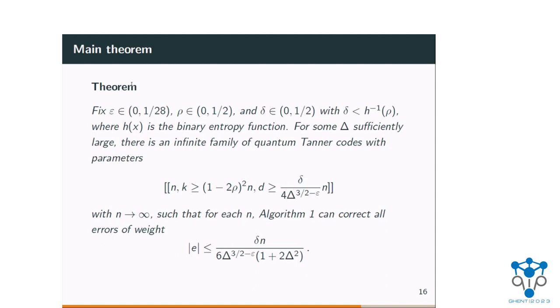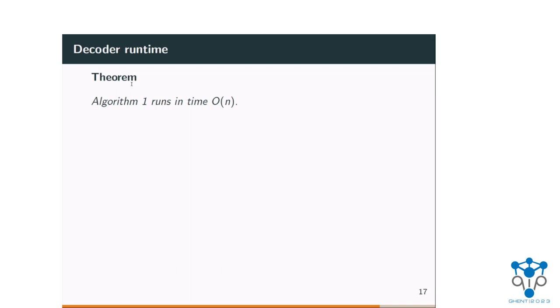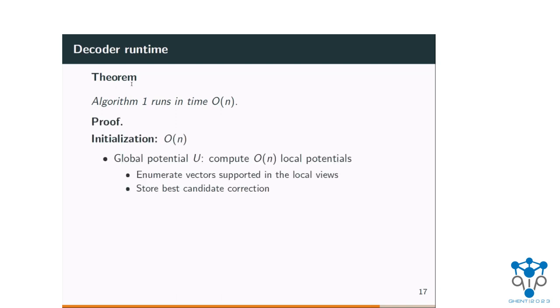One thing that I can prove is that this decoder is linear time. The analysis is that there are two main steps in the decoder. The first is the initialization, where we compute the global potential. That's done by computing a linear number of local potentials. Each local potential is only a constant region, so that only takes constant time. At the same time, we can store the best corrections for that particular local region.